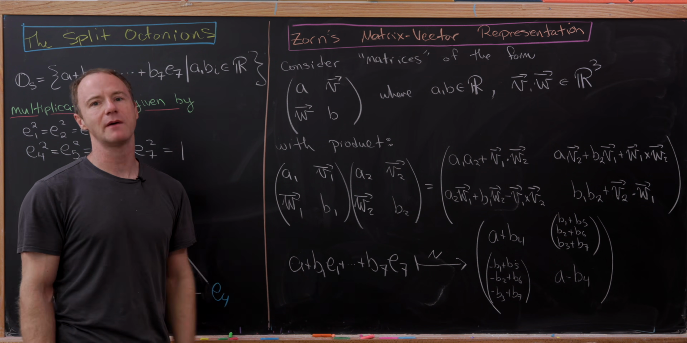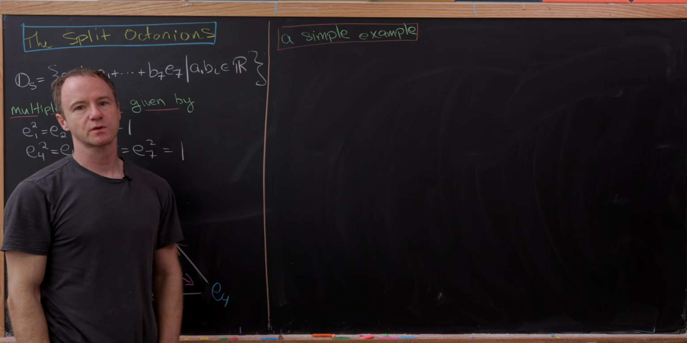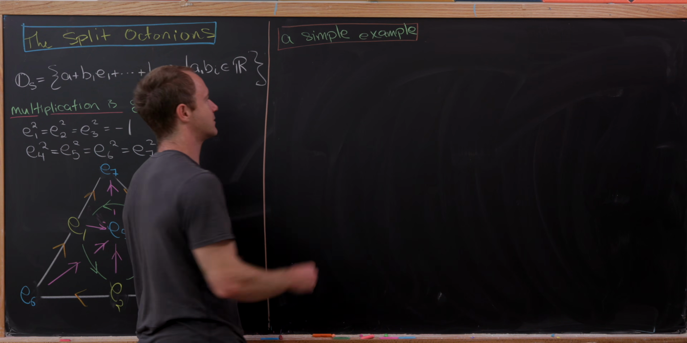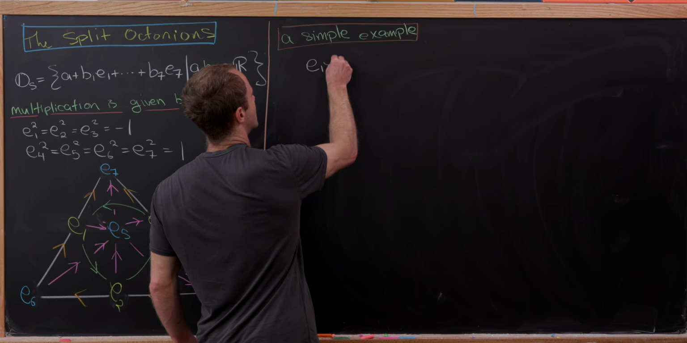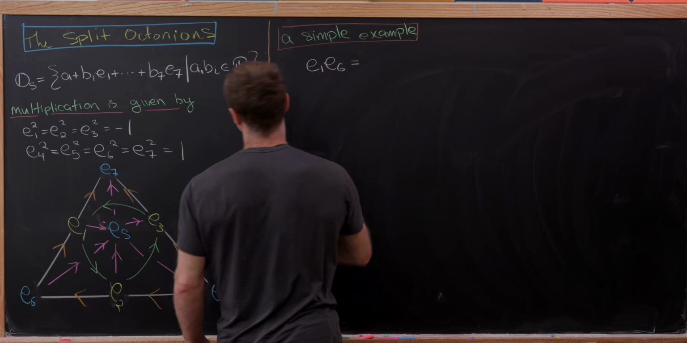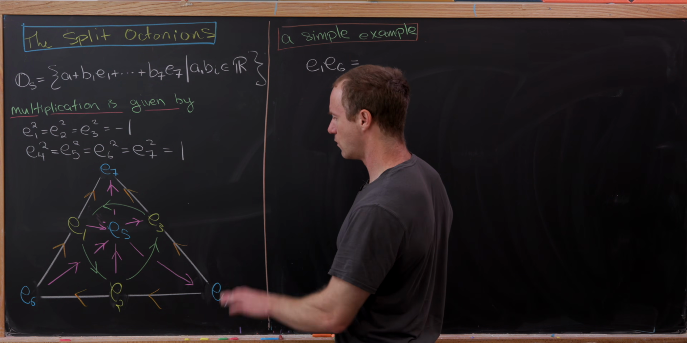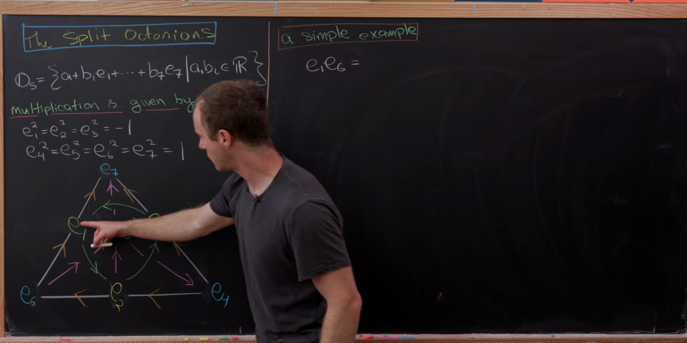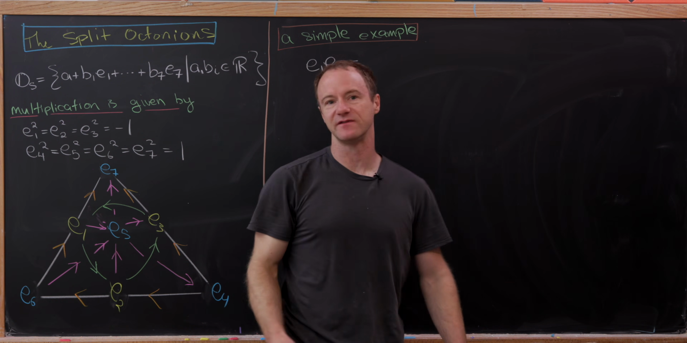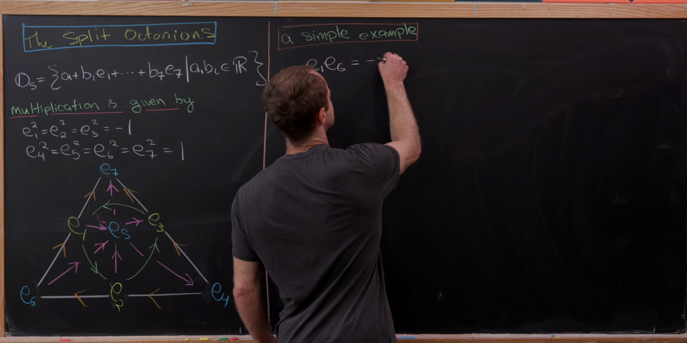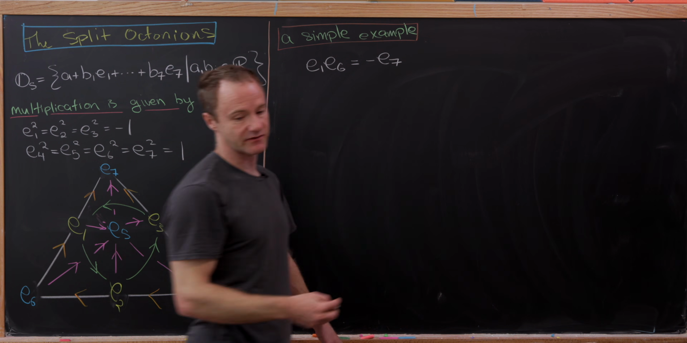Okay, so let's do a couple of examples of this happening. Okay, so we're going to start off with a very simple example. So let's start with this E1 times E6. So by the diagram, what is that? Well, let's look. We go E1 times E6, that'll be negative E7. So here, like I said, we have negative E7.